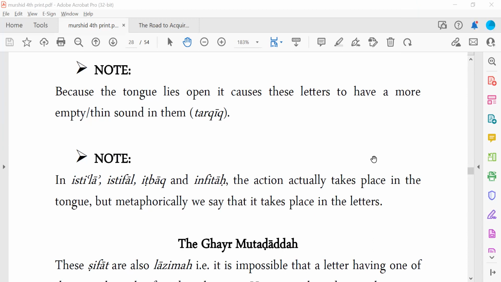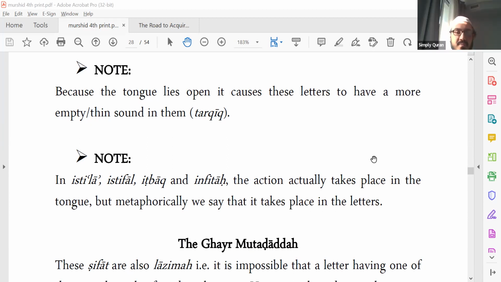Can we say that the isti'la letters are more heavy than the others? Yeah, the itbaq letters are more heavy because they have isti'la plus itbaq. So the four letters, sad, dad, ta, and dha, are more heavy. You can even feel the heaviness when you're listening. Dad, very heavy.